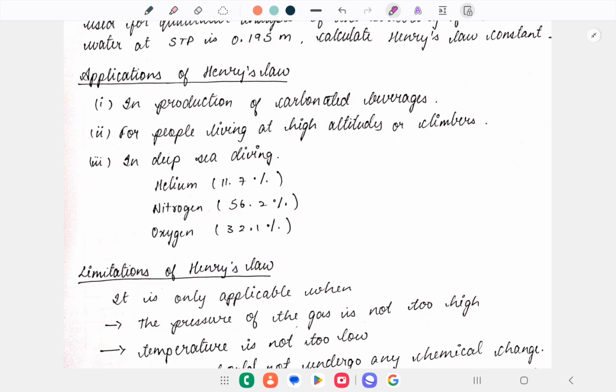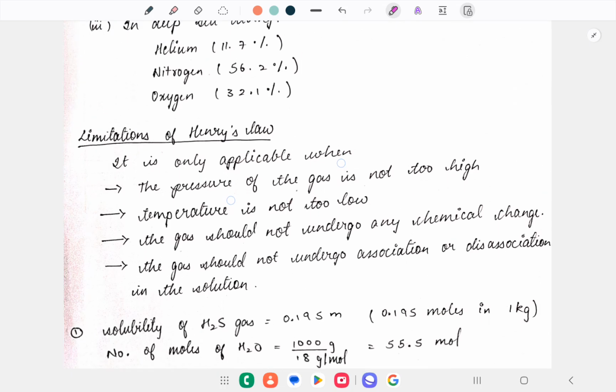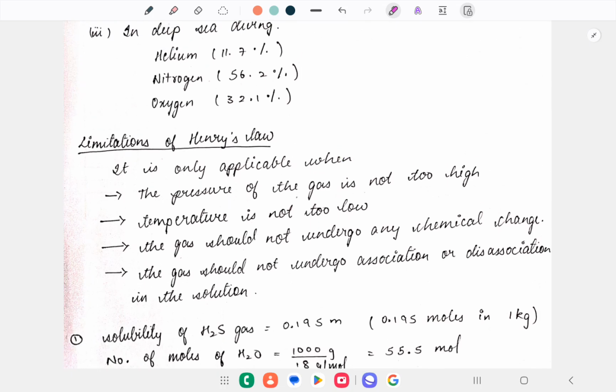Now, going to the limitations of Henry's law. It is only applicable when the pressure of the gas is not too low.